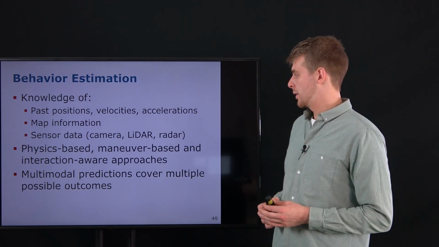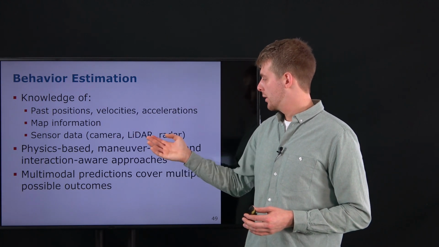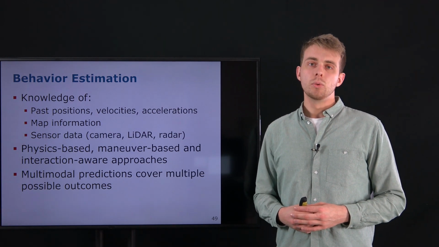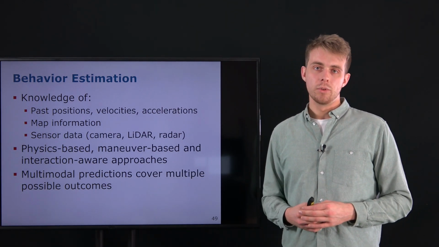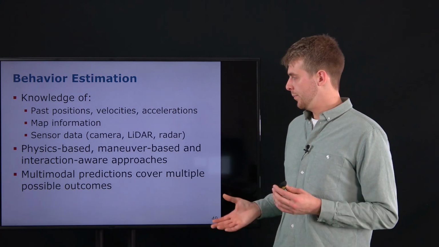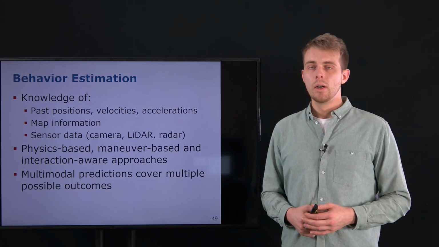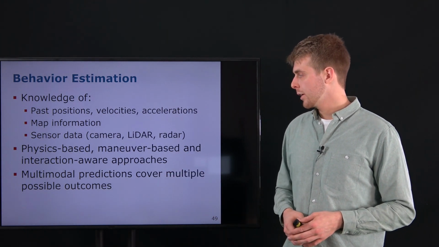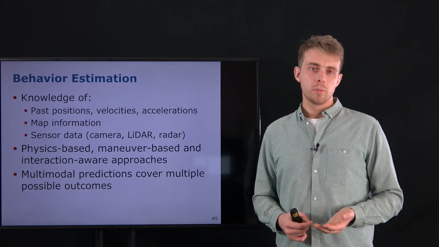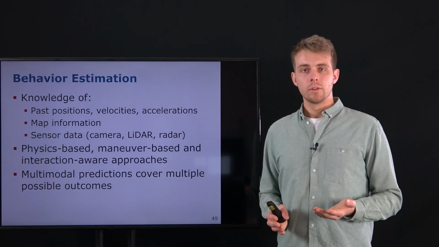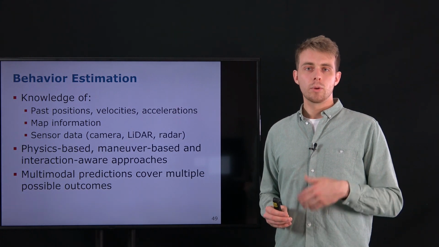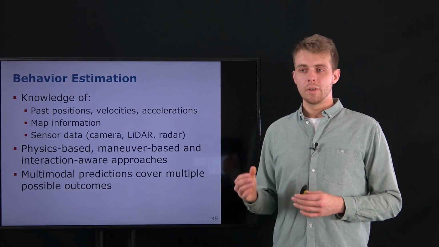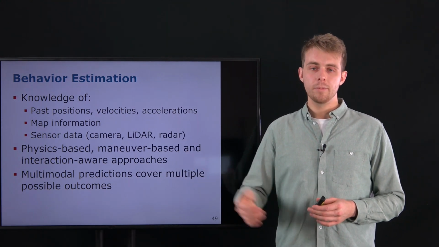So we have the self-driving car equipped with camera, LiDAR, and radar systems. So we can also use this information to try to estimate what the cars might do in the future. And then common approaches to tackle this behavior estimation can be loosely grouped into physics-based, maneuver-based, and interaction-aware approaches. So in physics-based, we could, for example, use the past positions and forward integrate the velocities and accelerations. So if the car was going fast, we know that in the next step it will be farther away.